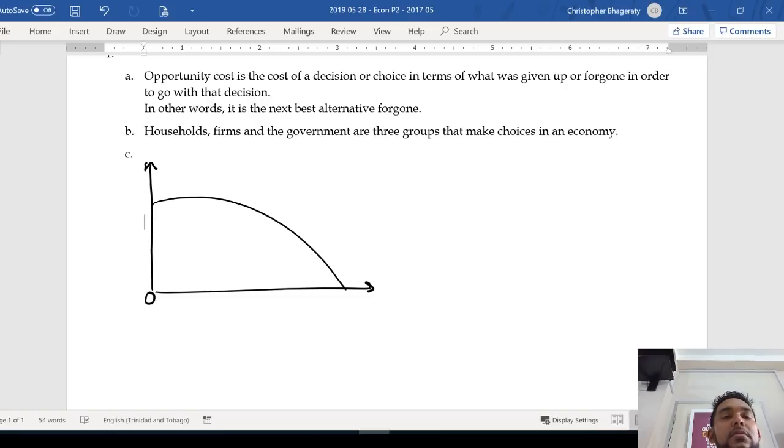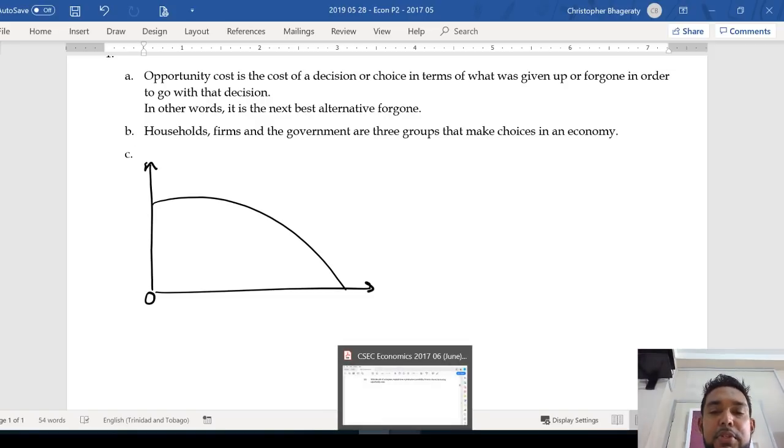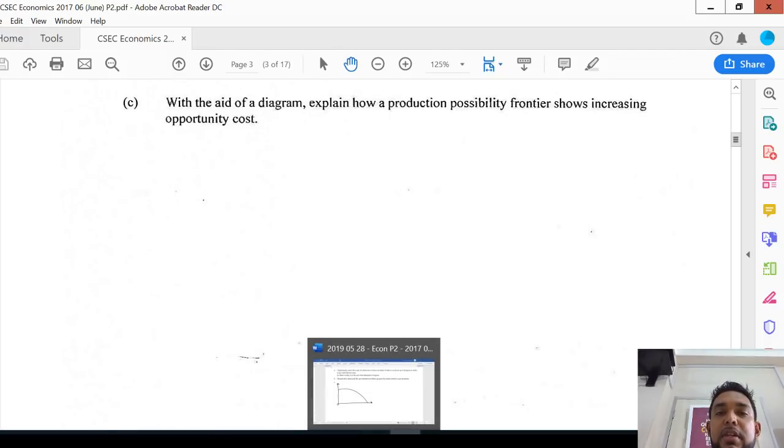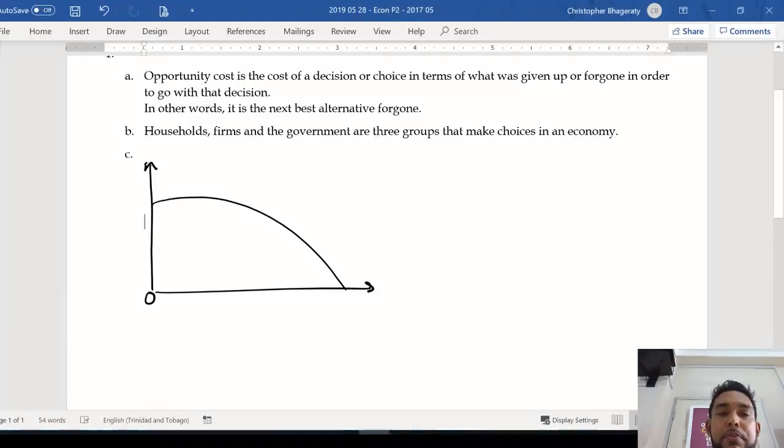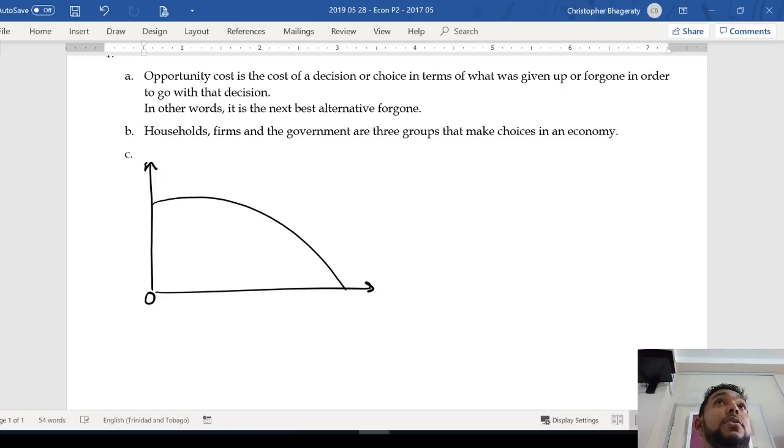Yeah. All right. Well, if we go back to what the question was saying: explain how a production possibility frontier shows increasing opportunity cost. So which one of those diagrams do you think shows an increasing opportunity cost? A straight line we know would not show that. Those who have done maths: a straight line equals 0. I guess it depends on how you draw the straight line, because that's not wrong.